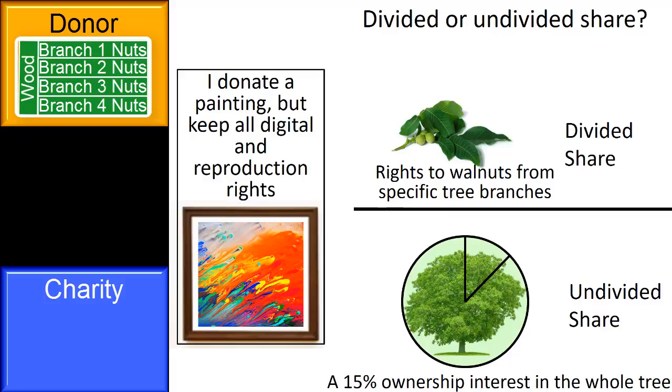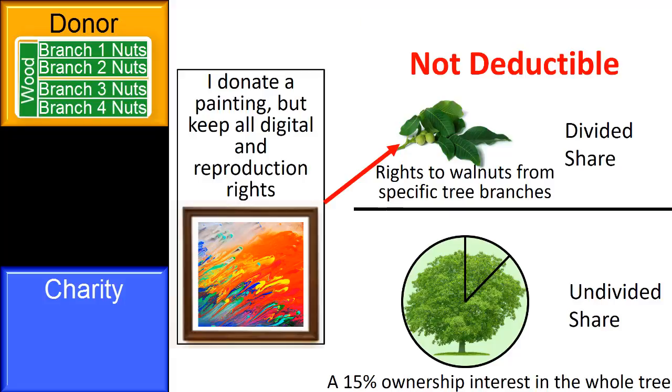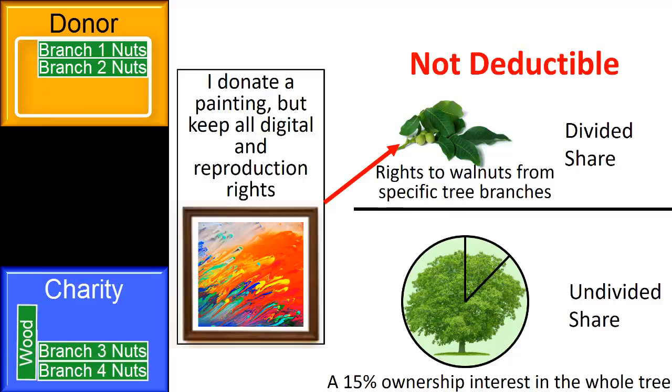In other words, does the charity receive only specific kinds of rights or a share of all rights owned by the donor? The gift is a gift of a divided share in the property and is therefore not deductible. The donor is keeping all of certain types of rights for himself. To return to the tree analogy, there are some branches of the tree in which the charity has rights and other branches of the tree in which the charity will have no rights.